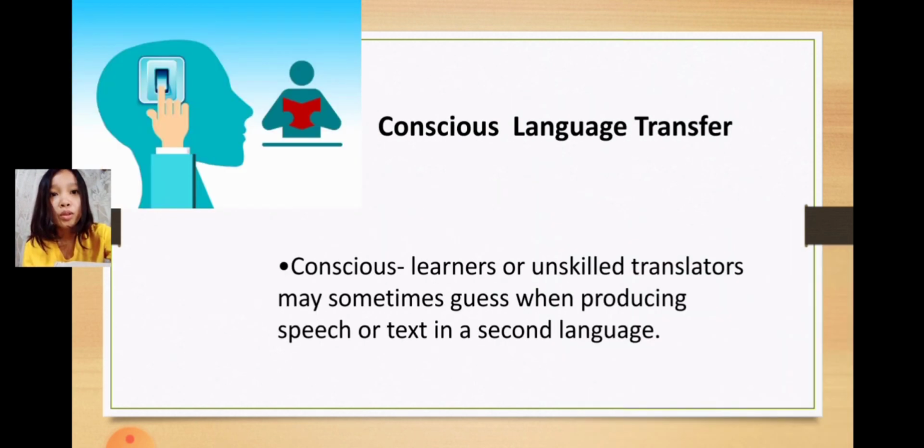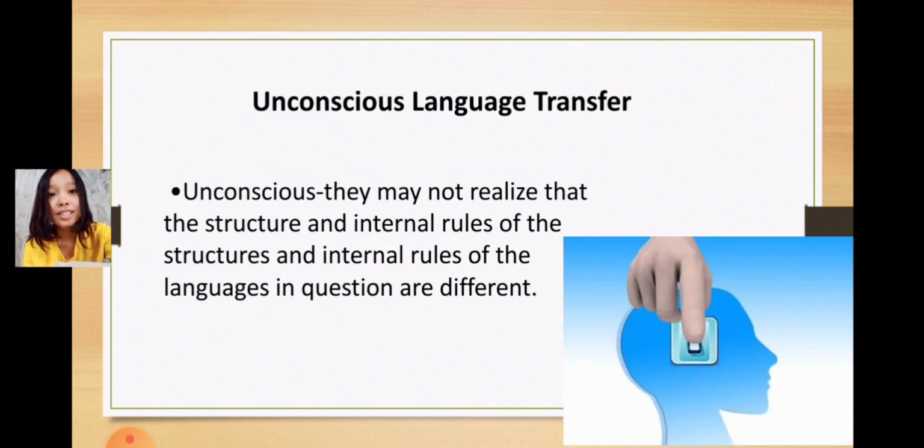So we'll go back to conscious. If you are confused why the learner sometimes guesses when producing speech or text, there are two possible reasons. It could be the learner has not learned the language. Another, the learner has forgotten its proper usage. So that's it.